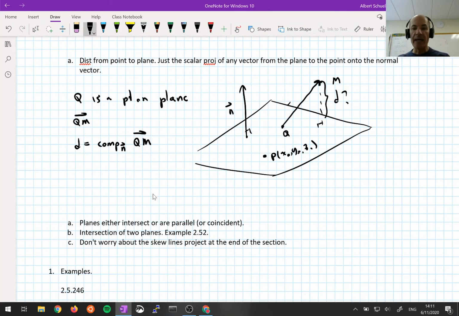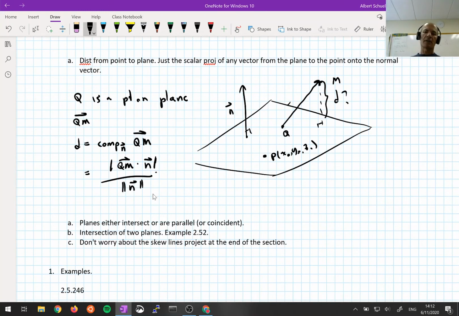So q can be any point on the plane. You look at the equation for the plane, you find a q that satisfies that equation. You're given m, you compute this vector, and then d is just the scalar projection of qm onto n. And just to remind everybody, the scalar projection of qm onto n is the absolute value of qm dotted with n divided by the magnitude of n.